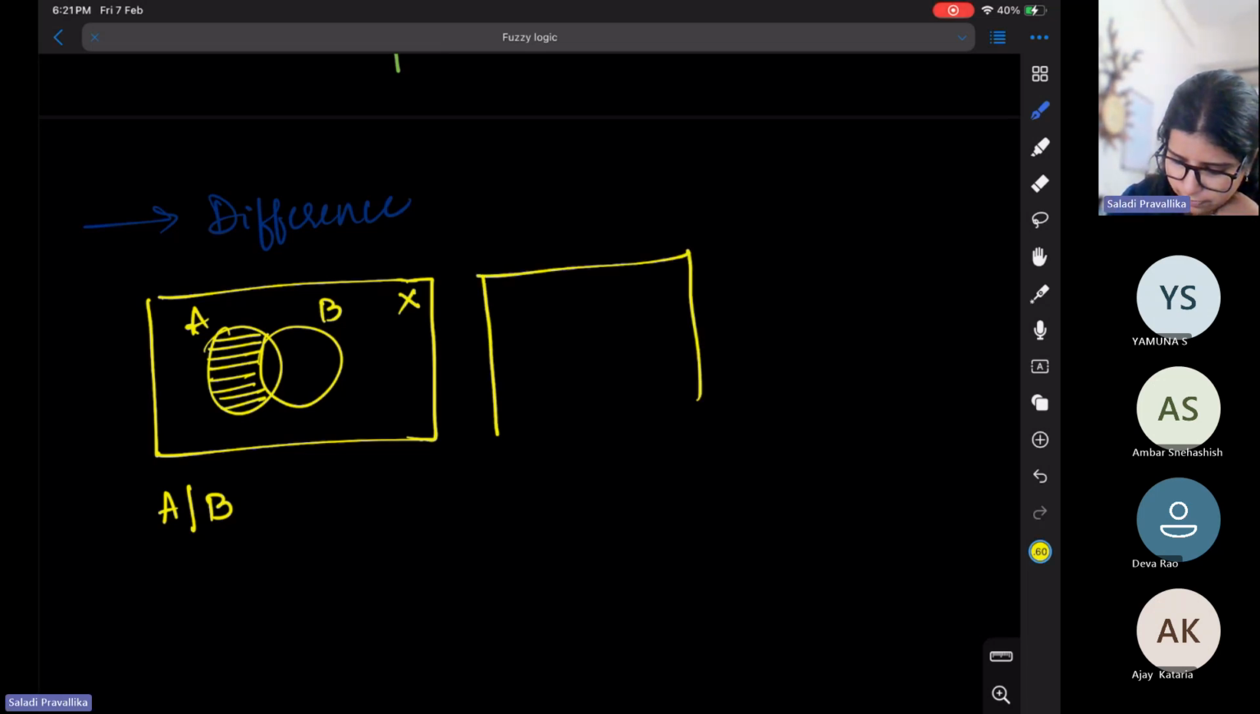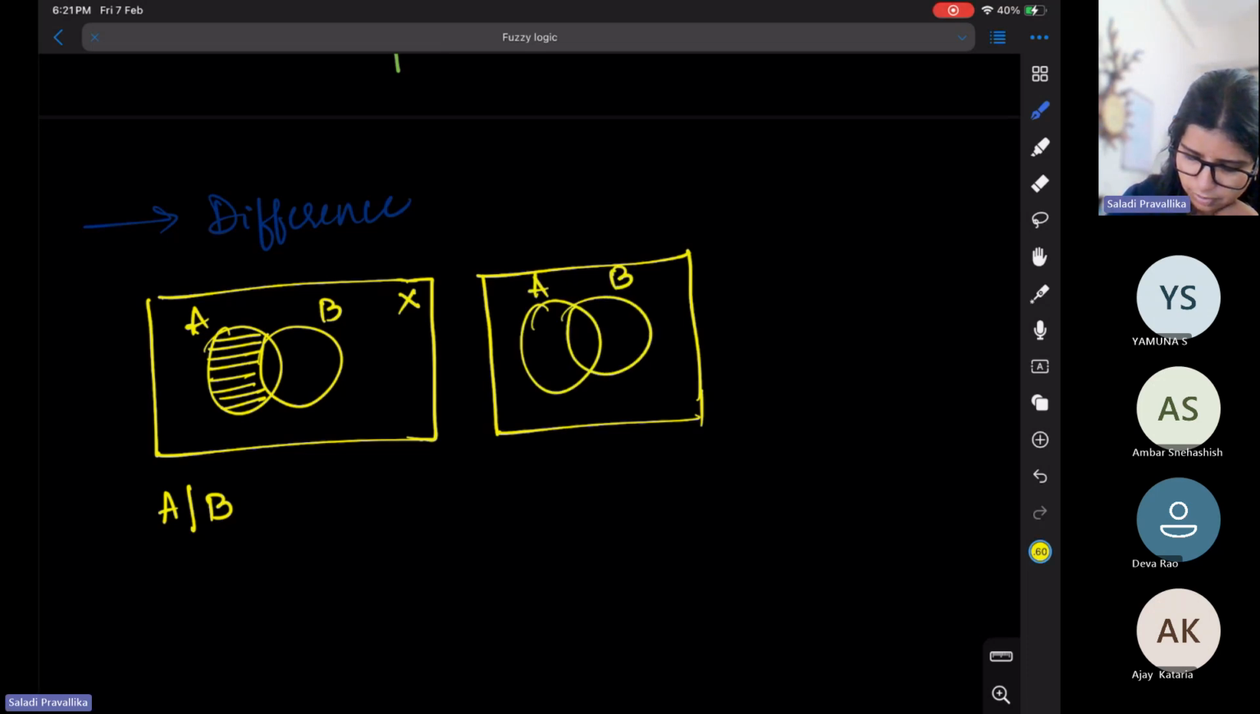But if I say the opposite, if I say B minus A, that is, I want all the elements that are present in B, but I don't want the elements that are present in A, then it is going to be this small part. So this is the difference in a classical set.